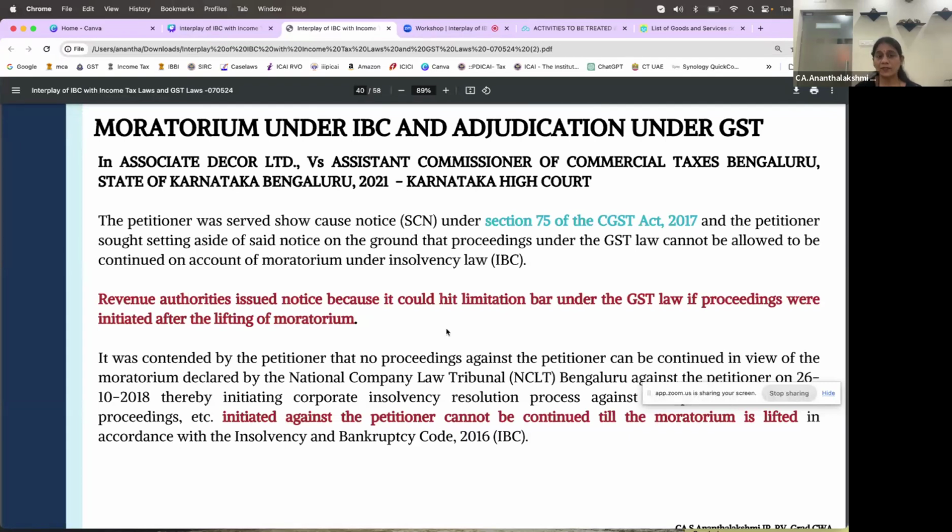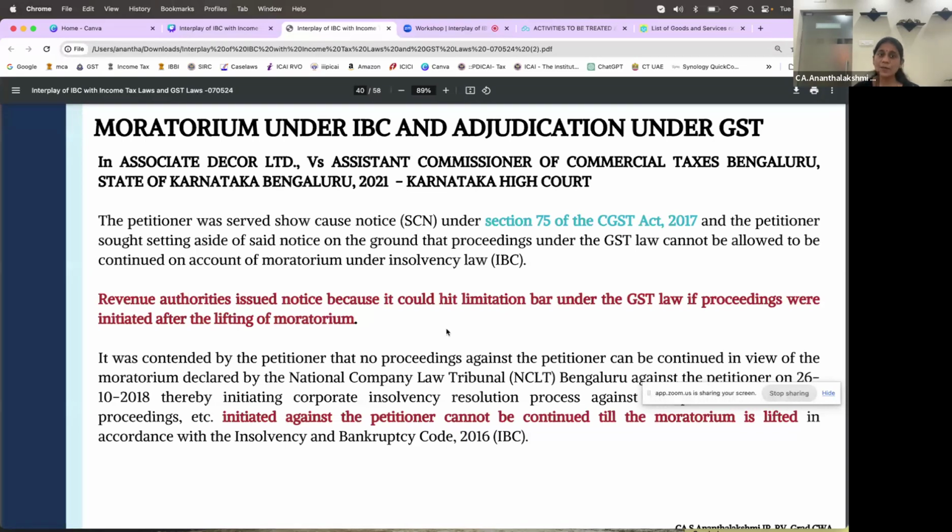Okay, here the Revenue Authority's comment is that this is quite good. The Revenue Authority's comment is that they issued a notice because it could be hit by the limitation bar under the GST law if the proceedings were initiated after the lifting of the moratorium. This point is very important. What is the Revenue Authority's comment?